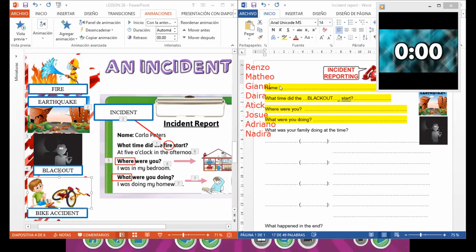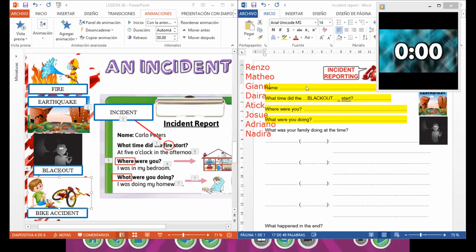Read, please, Daira. Name, Daira Rojas. Maybe problems with the microphone. Okay, let's see. Attic, please. Attic, read this part, please.